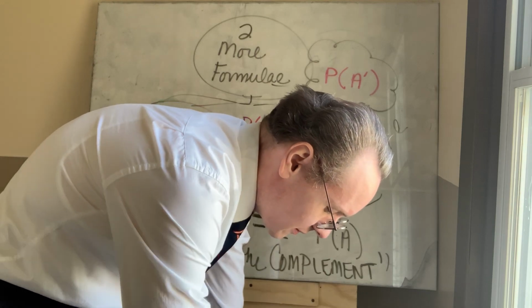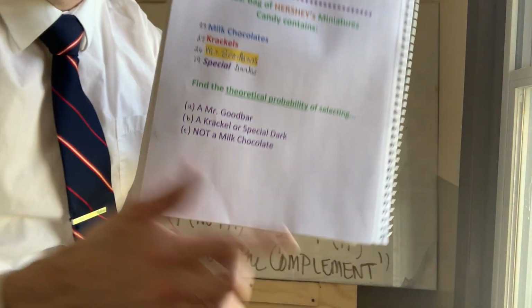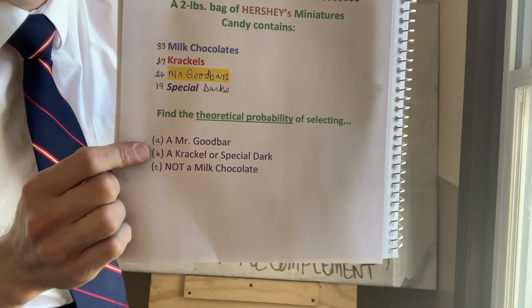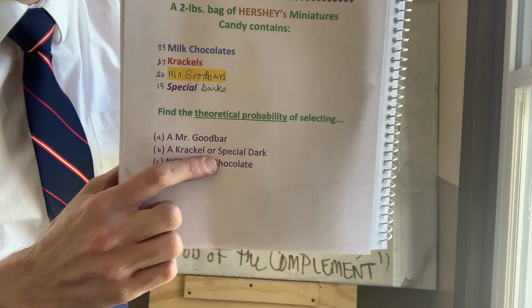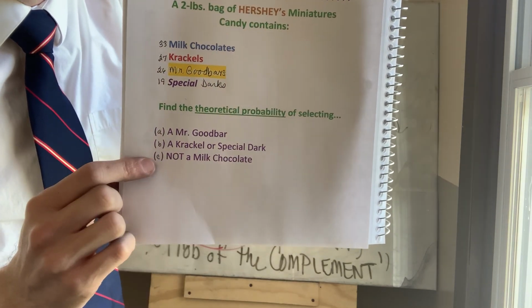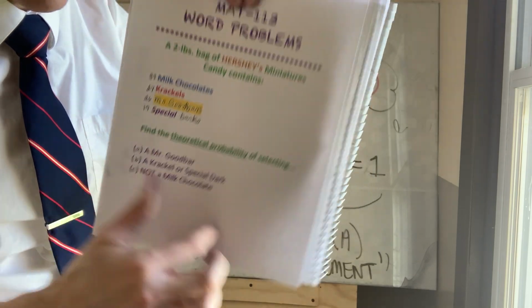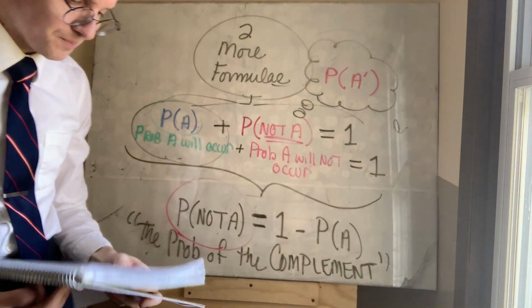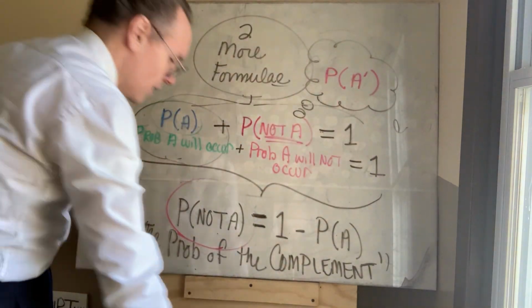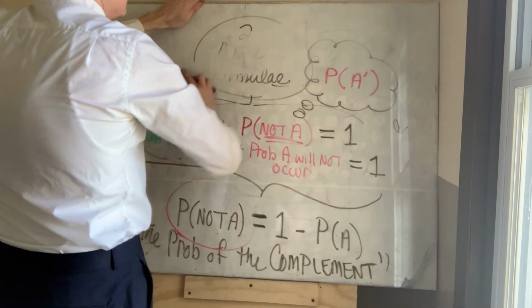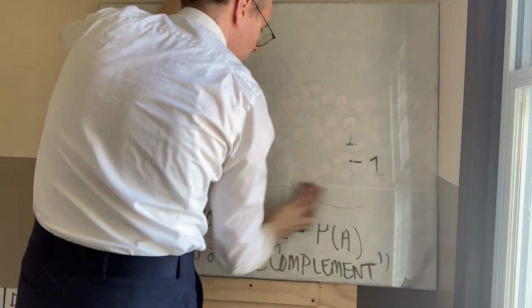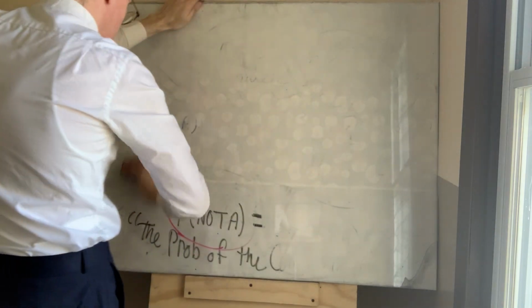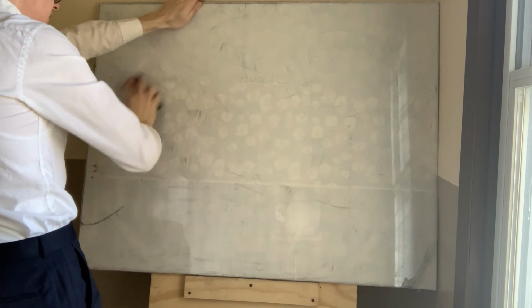If you were to find the theoretical probability, we'll find it for these conditions. What is the probability, theoretically, of drawing a Mr. Good bar? What is the probability of drawing a crackle or perhaps a special dark? And what's the probability of not drawing a milk chocolate? In which case we'll use that formula. This is going to get a serious cleaning later.